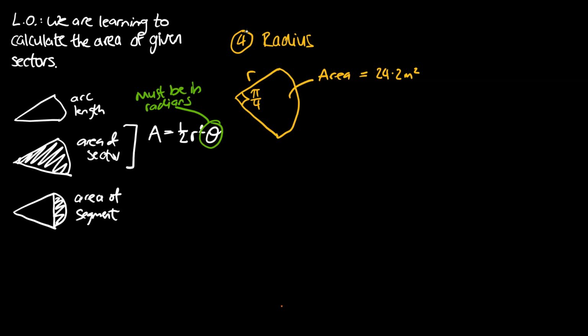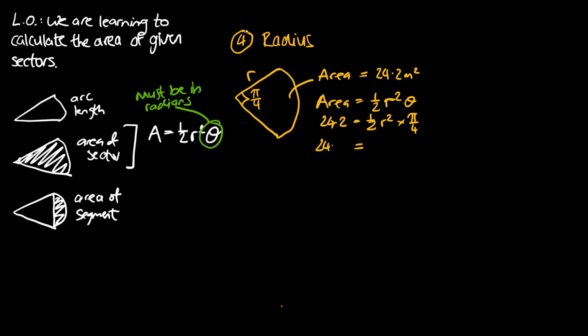So how would we go about finding this? Similar to the previous stuff, we write down our formula. So the area is equal to 1/2 of r squared times theta. We substitute in everything we know. So we know that the area is 24.2. That's equal to 1/2 of r squared times pi over 4. And from here, we've got one variable, r. We go ahead and we use our algebra skills to solve that. So what I'm going to do is simplify this side here.